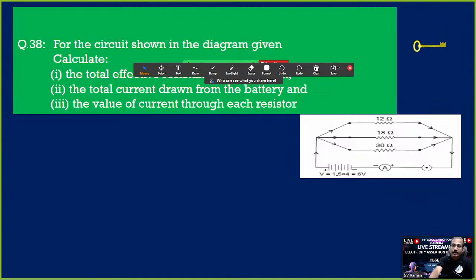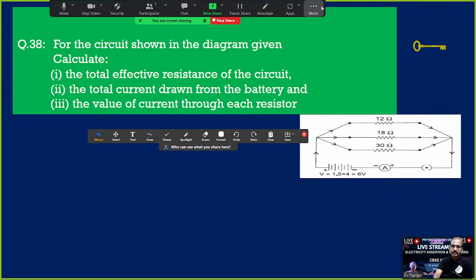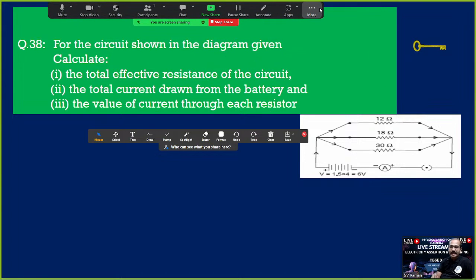This is one of the most important frequently asked questions as per my notice. We can see how to answer this question. They have given a circuit diagram. Children have to understand very neatly, that is voltage 1.5 into 4. 1.5 into 4 is equal to 6 volts. Clearly they have mentioned. Okay. 6 volts is the battery now. 12 ohms, 18 ohms and 30 ohms resistors are connected in parallel.